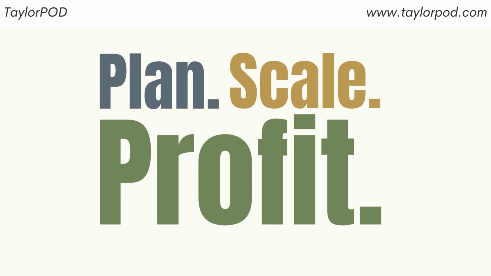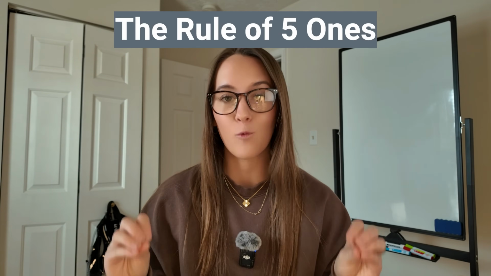This is something that I teach in the plan phase of my program, Plan Scale Profit. And what this breaks down to is what I like to call the rule of 5 1s. This is a business strategy that I've modified and adapted to make it make sense for print on demand. And I swear by it. It is the ultimate hack to getting your first 100 sales if you follow it to a T.